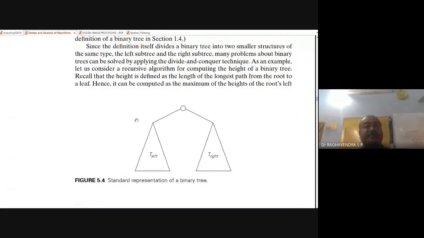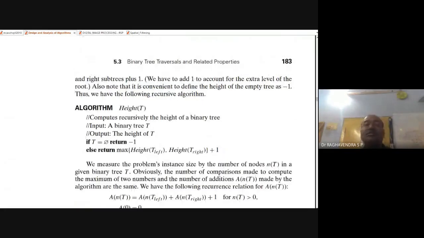Plus 1 because you have to visit the root node also. So that is why plus 1. Also note that it is convenient to define the height of the subtree by using this algorithm. The name of the algorithm is height, and the input is a binary tree and the output is the height of the tree.